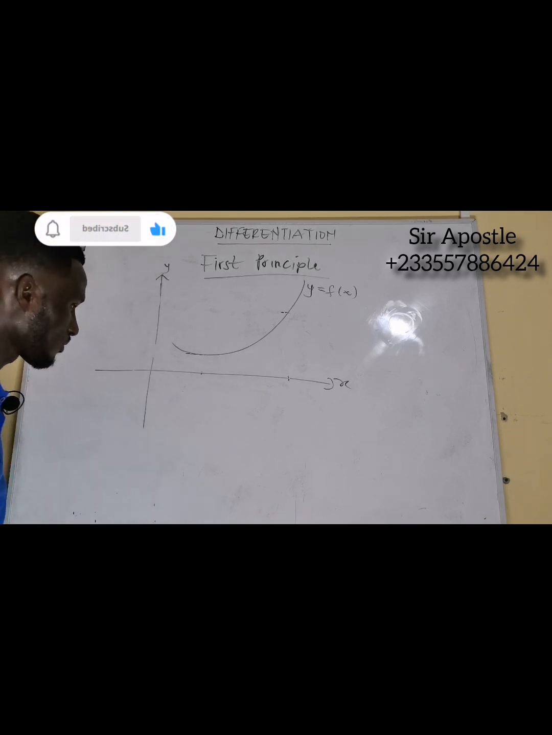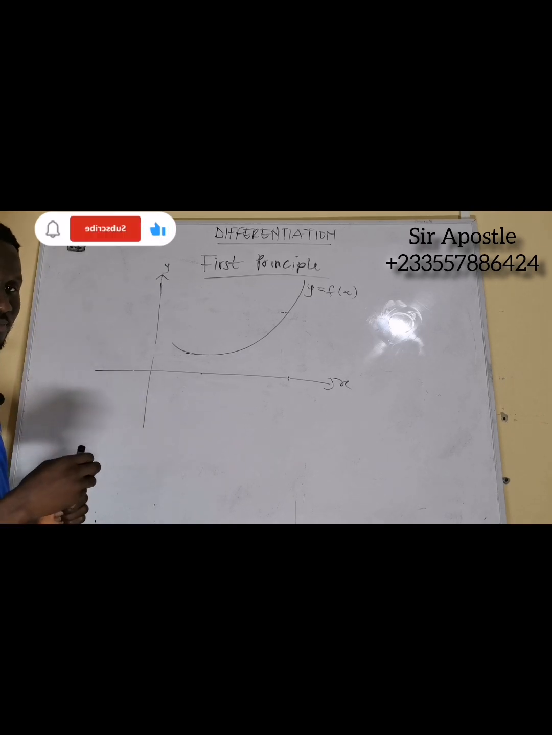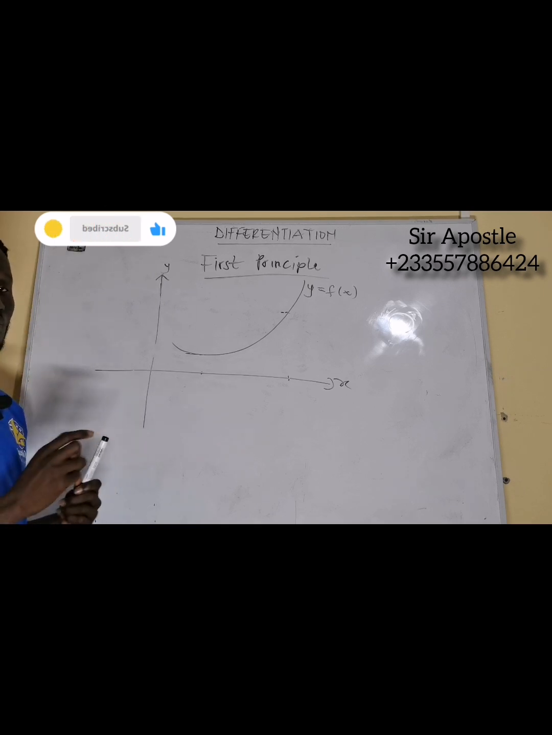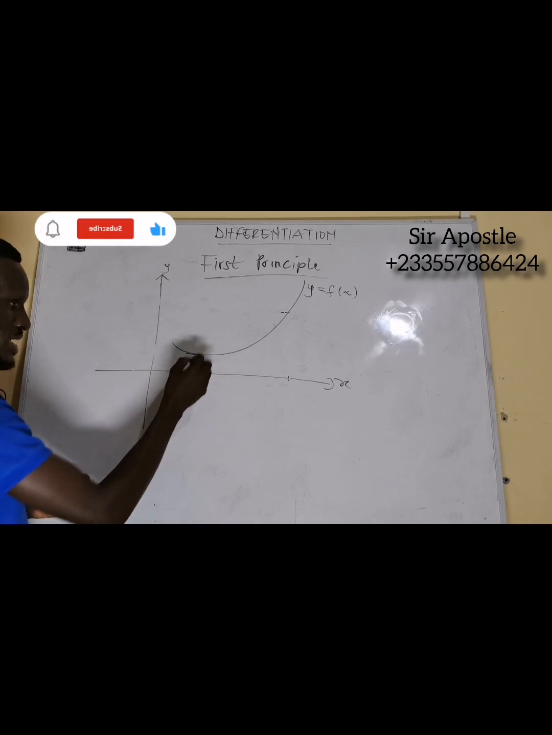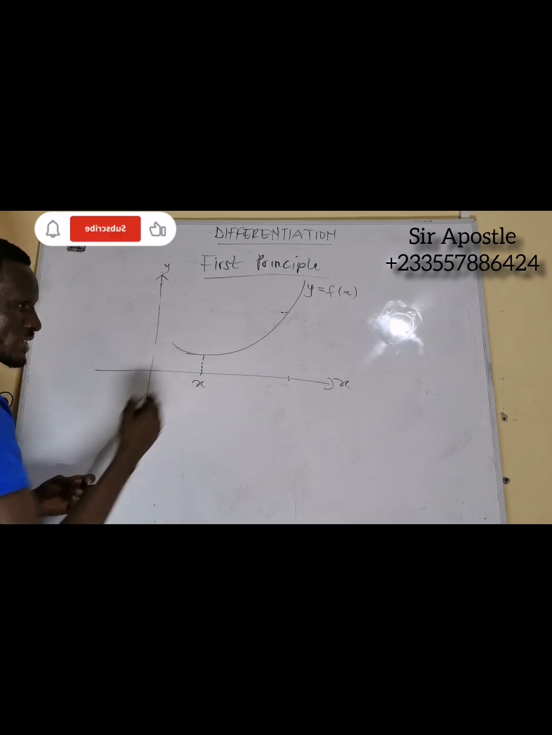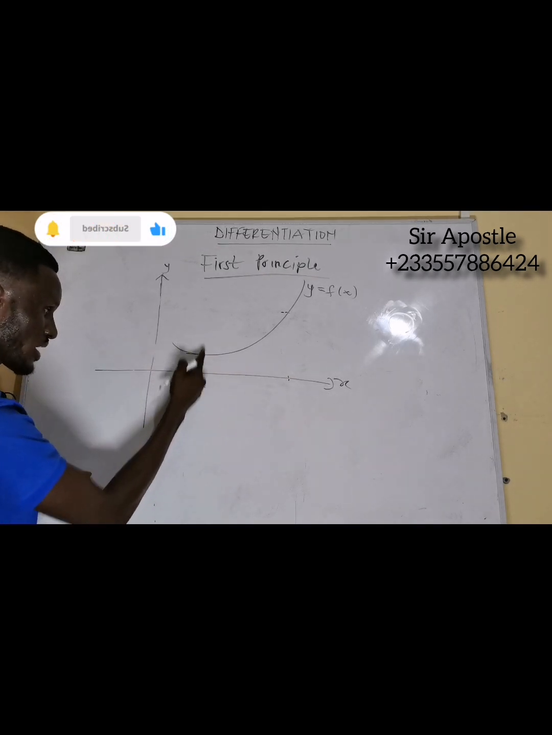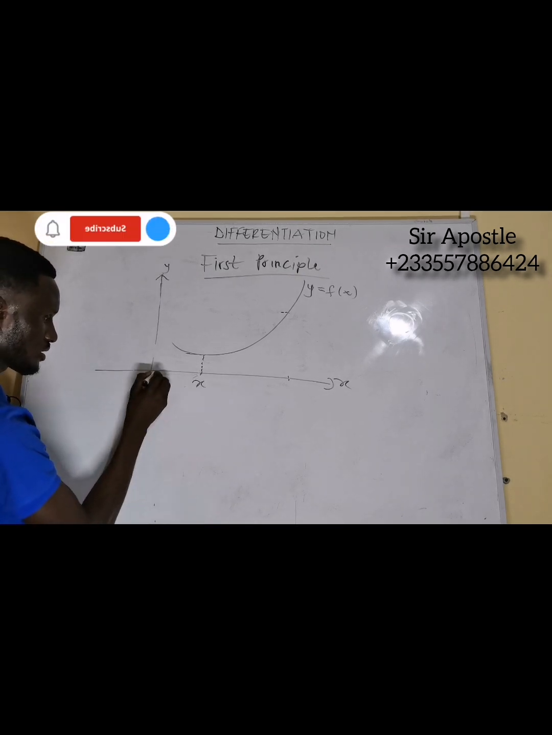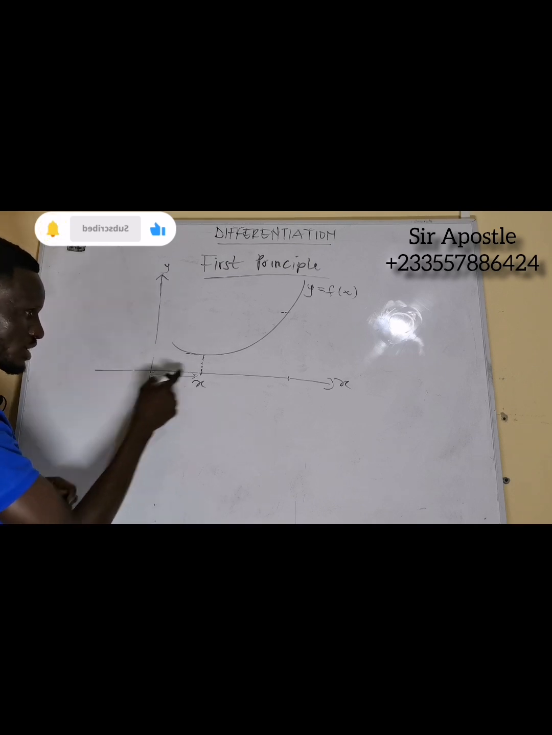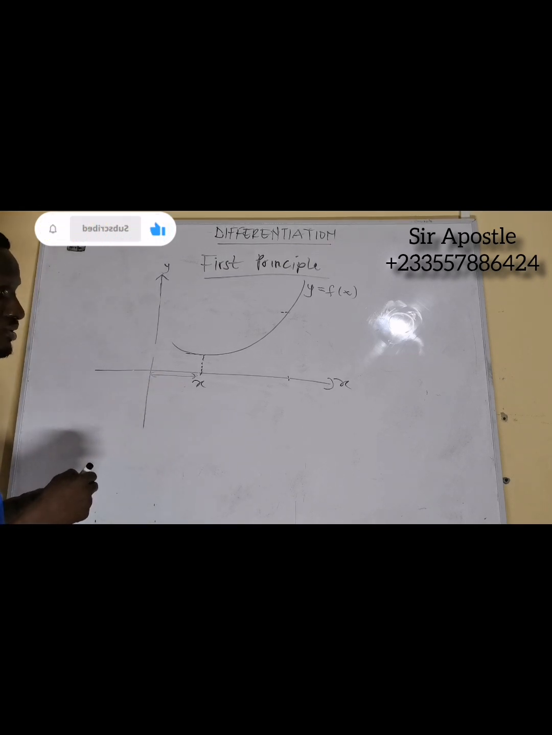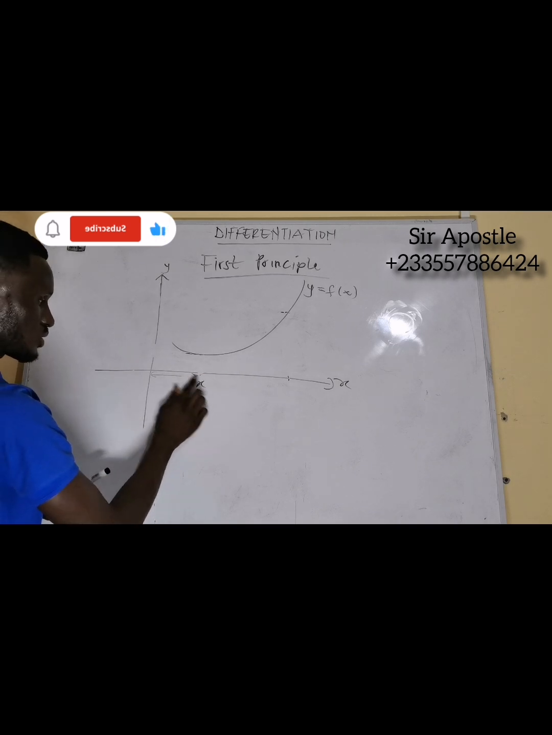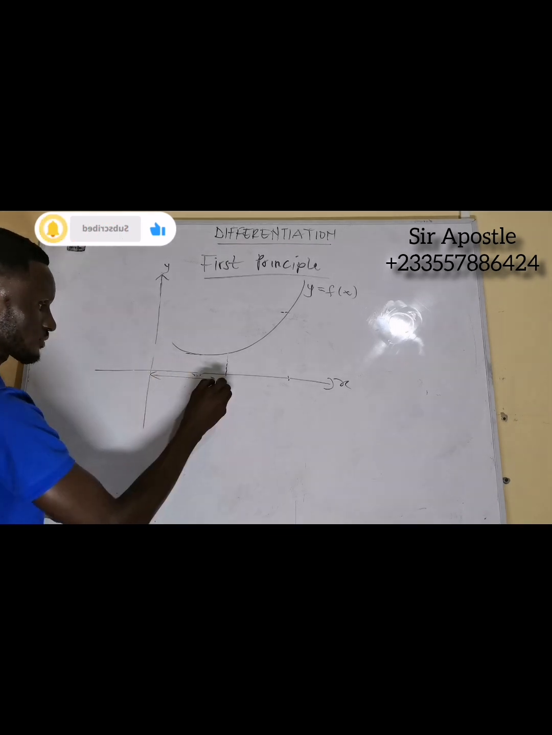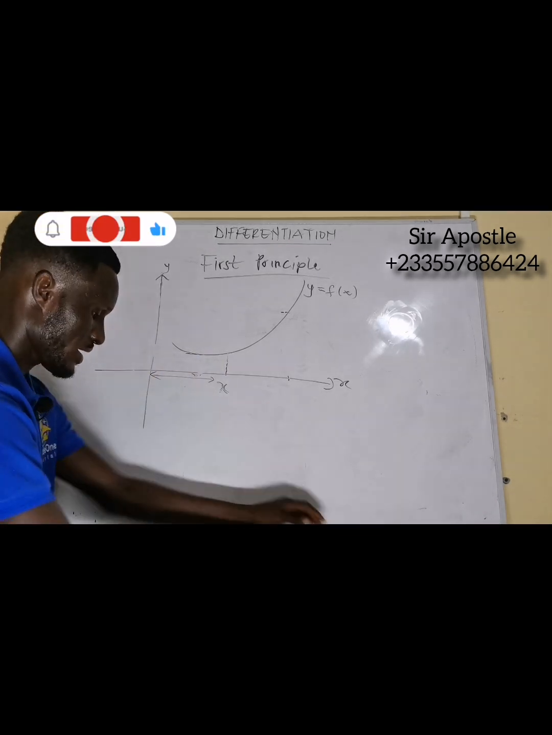Now let me consider a point A. I'm going to consider a particular point A on the curve, and I'm going to find the gradient at that particular point A. Now let's say point A has x value x. This is the x value. I'm talking about this particular value is x, which means from here to here is x. Now let me bring the point here to be simple. Let me consider a point here, x. From here to here is x.